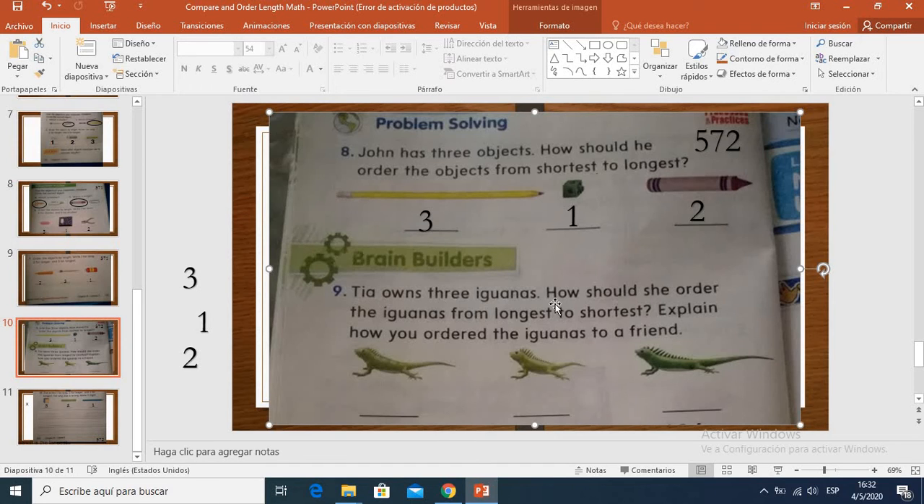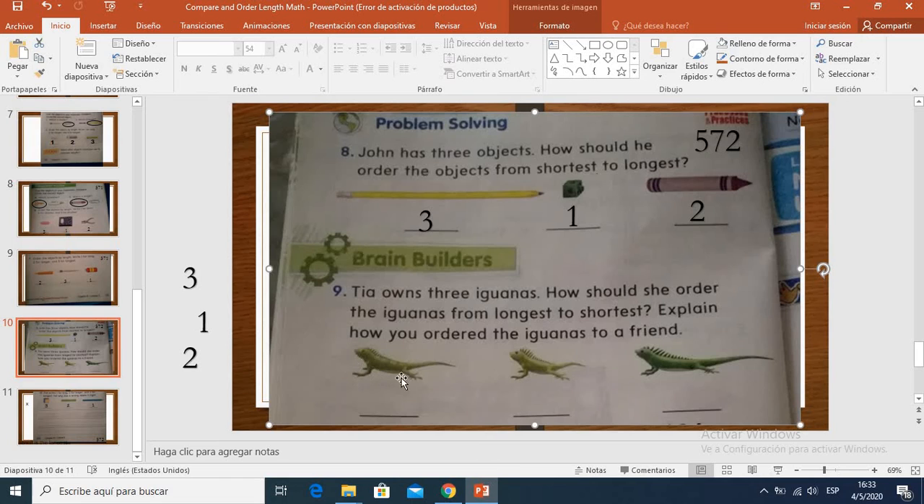Now, brain builders, listen. Taya owns 3 iguanas. Owns means has. It's the synonym of has, okay? It's the same as saying has. So Taya has 3 iguanas. How should she order the iguanas from longest to shortest? Explain how you order the iguanas to a friend. Okay, we need to order the iguanas from the longest to the shortest. All right? That means the longest will have the number 3 and the shortest will have the number 1.